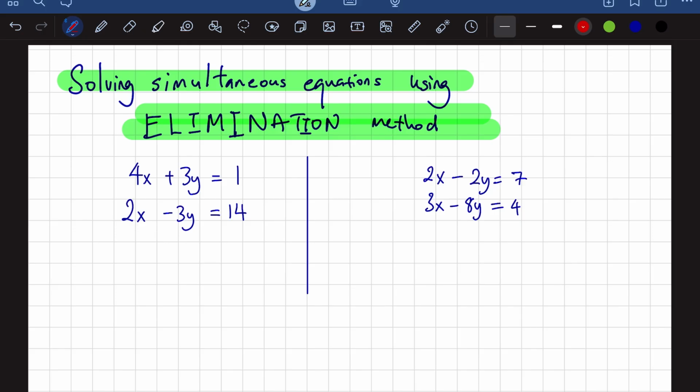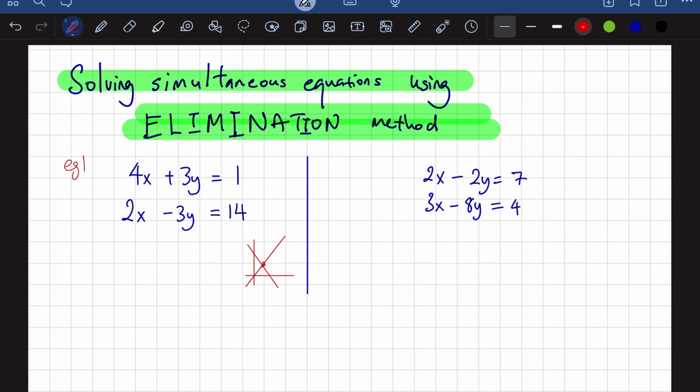All right, so look at example 1. We have two equations, 4x plus 3y equals 1 and 2x minus 3y equals 14. Essentially, you probably will have two linear graphs. I'm not too sure which is which, but probably something like that. The intersection between these two lines will be the solution of x and y, which is what you're trying to find by performing simultaneous equations and solving them. All right, so let's go ahead and try.